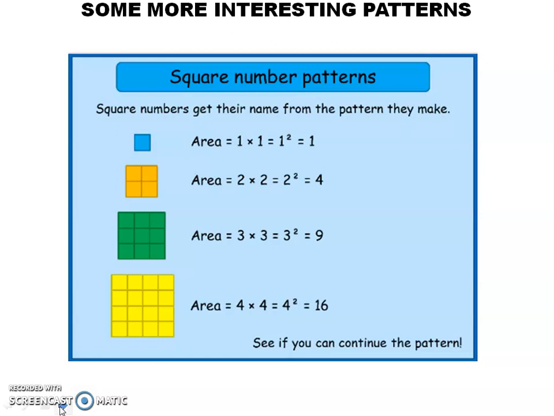Some more interesting patterns. Here, square number patterns. Last week in the introduction, I told you there is a relation between the name square numbers and the geometrical shape square. Let us see. How many squares are there here? One square. That is 1 into 1, 1. Here, to make a square, how many small squares do you need? 1, 2, 3, 4. So to get a perfect square, you need 4 small squares, isn't it?